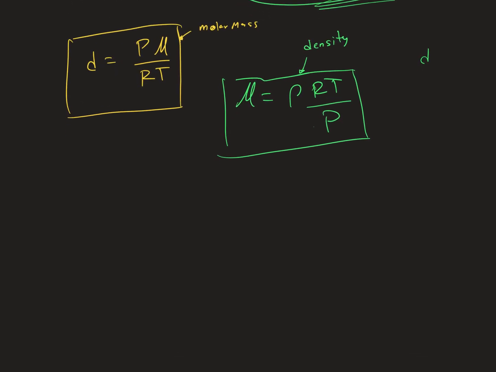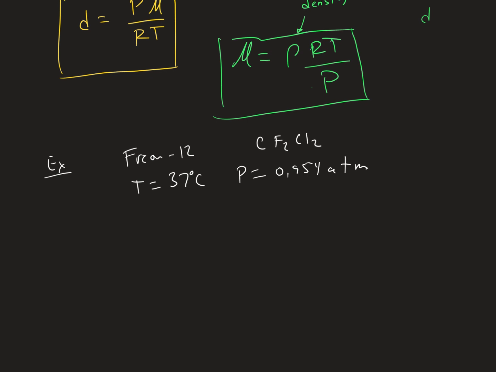Okay, so let's do an example. Calculate the density of Freon. You guys know what Freon 12 is? This is refrigerant used in your cars to get AC and used in your refrigerator to get cold. Okay, it's a gas. It's CF2Cl2, and the temperature is 37 degrees Celsius, and the pressure is 0.954 atm. So let's find the density of Freon 12.